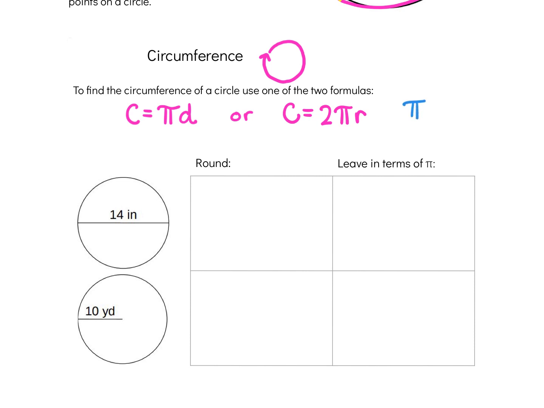Pi is the ratio of the circumference to the diameter. It is an irrational number. It goes on and on forever. It starts with 3.14. There is a button on your calculator that I want you to use when you are rounding an answer using pi. So find that on your calculator right now.